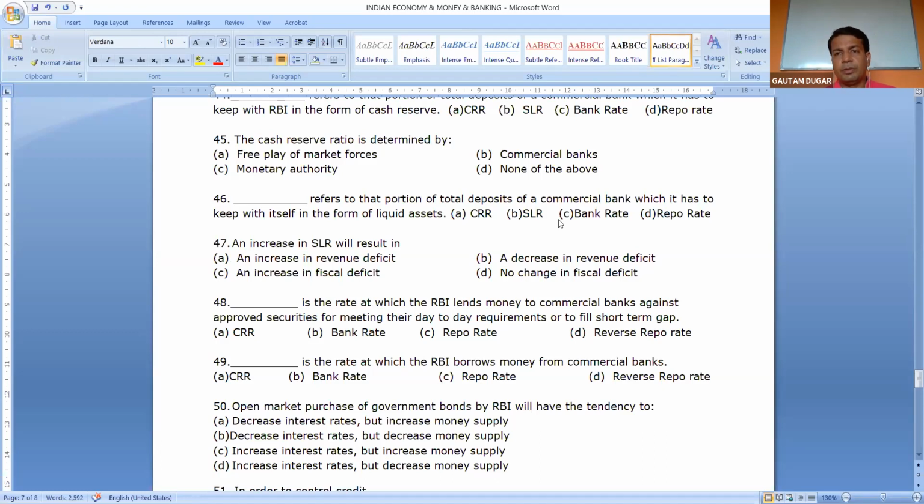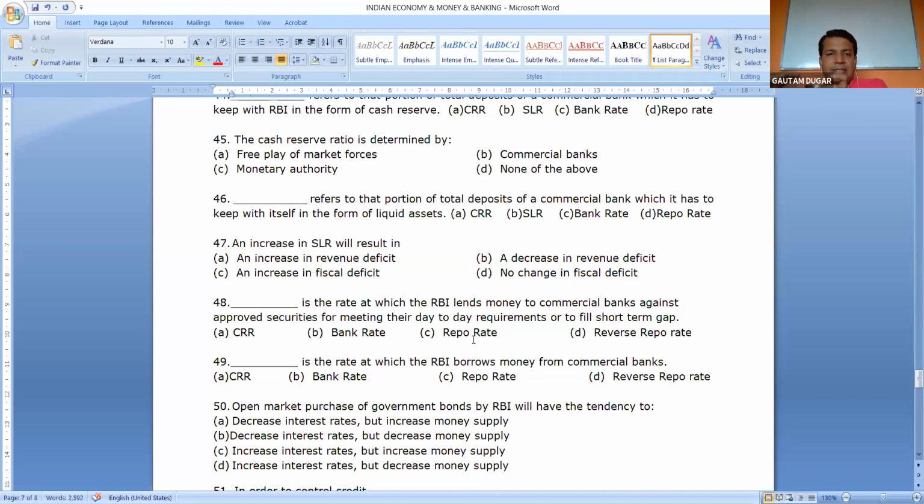Divya Soni, Mohammed Nudul, good answer. Next, 47. An increase in SLR will result in, increase in SLR will result in, if the SLR is increased, obviously the profitability goes down. So there will be an increase in the revenue deficit.